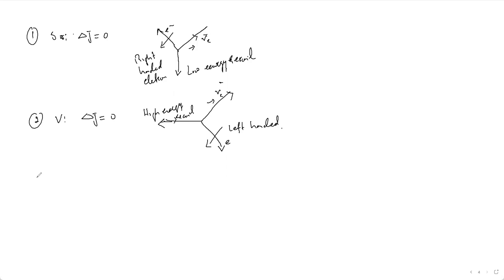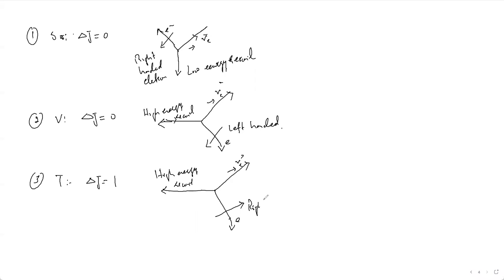Similarly, I have the third one, which is called the tensor. Here I will consider delta J equal to 1. Again, the figure is very similar to this one. This is again the electron here, this is the electron neutrino, and this is the electron. This is the high energy recoil. But in the case of the tensor, this becomes the right-handed electron.